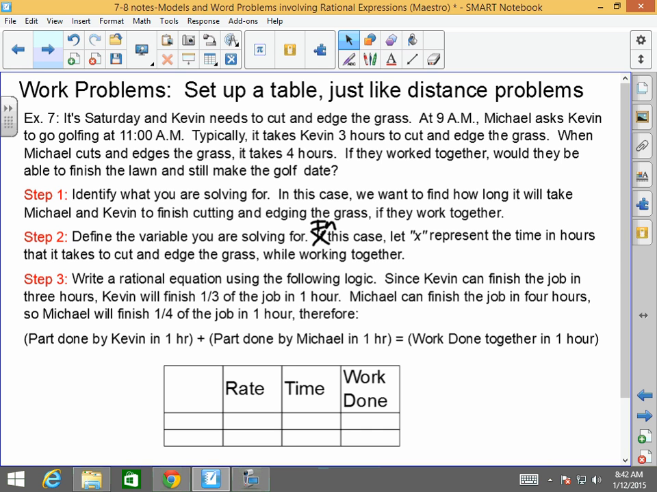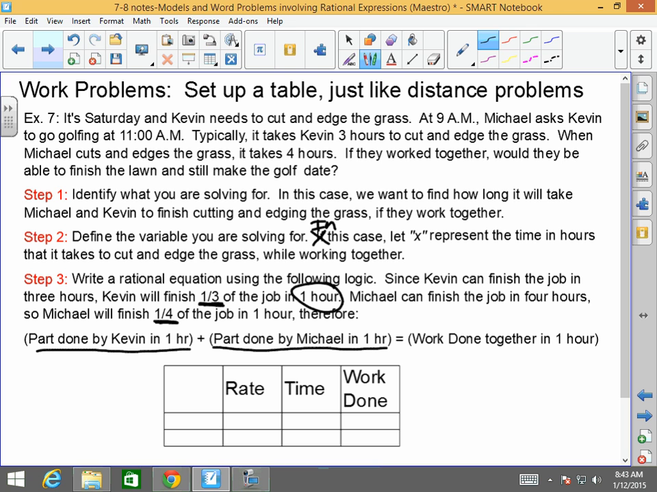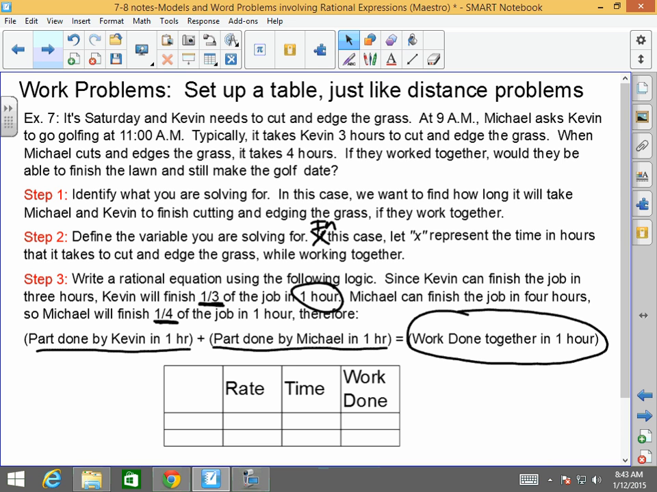Think about it like this. Since Kevin can finish the job in 3 hours, Kevin will finish 1/3 of the job in 1 hour. Michael can finish the job in 4 hours, so Michael will finish 1/4 of the job in 1 hour. Therefore, the part done by Kevin in 1 hour plus the part done by Michael in 1 hour gives you the total work done in 1 hour. When we're looking at work problems, you always want to figure out how much work can be done in 1 hour. And then you can go from there.